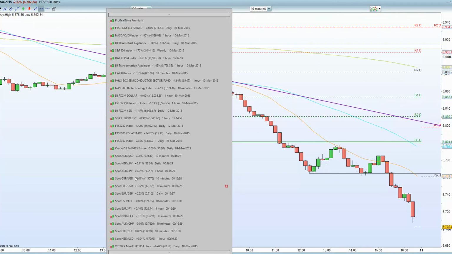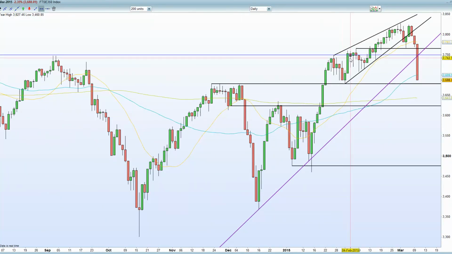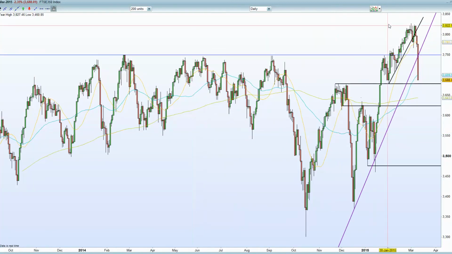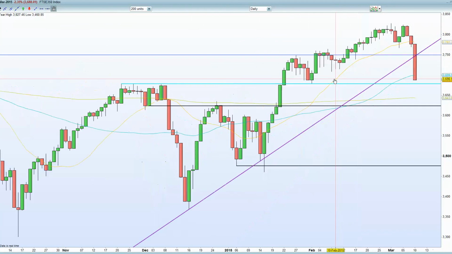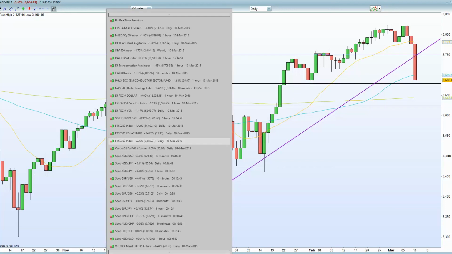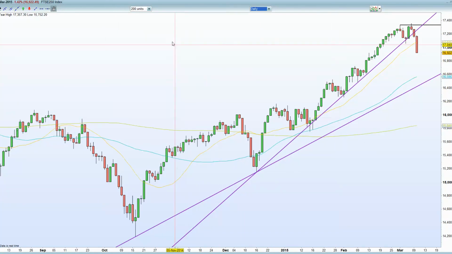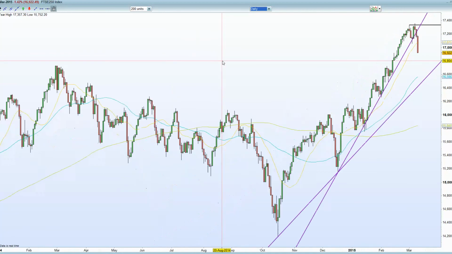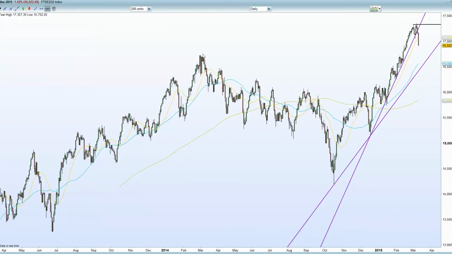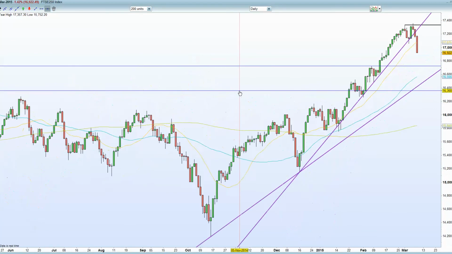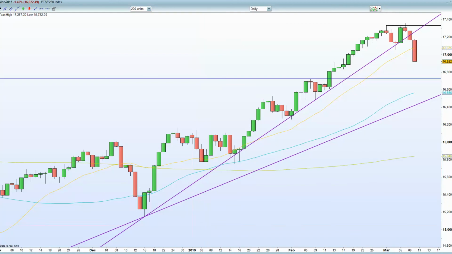The FTSE 350, again, you are coming into previous resistance equals support, so that certainly needs to be taken into account. Obviously we made new highs and reversed quite substantially, so that's going to be very interesting going forward. The FTSE 250, one hell of a sell-off. We've broken out of this channel now, safe to say, and it is certainly vulnerable to potential further selling for now.